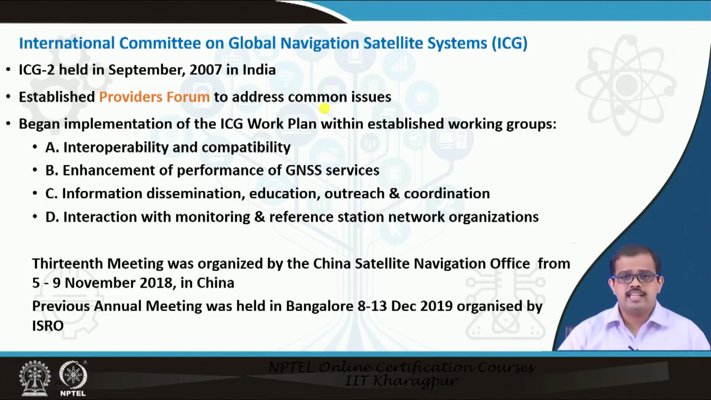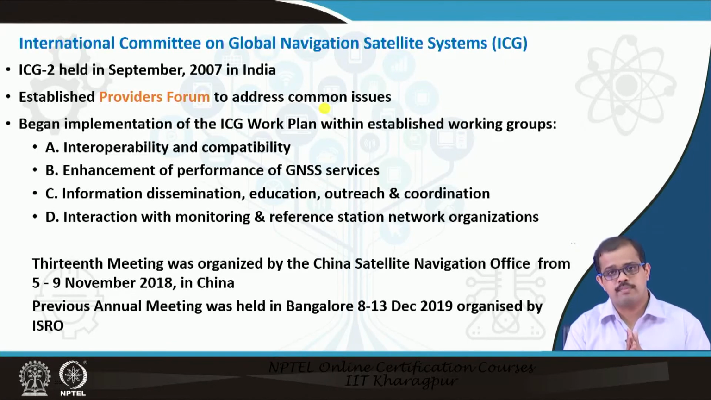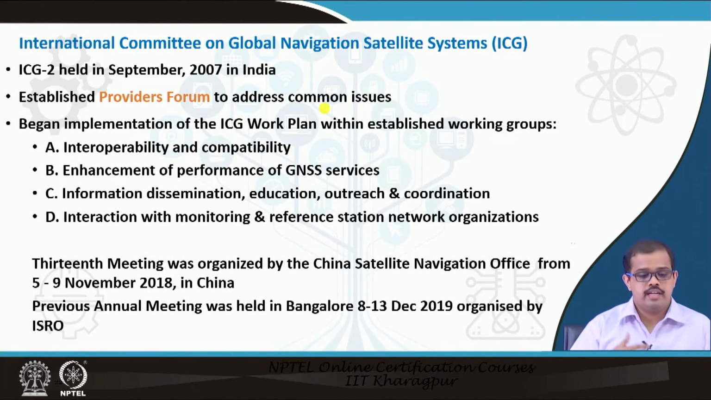They started looking at the implementation of this work plan, for which they had established 4 different working groups. These working groups were responsible for different aspects of implementation of GNSS. The first working group looked at interoperability and compatibility issues: how these signals are being sent, and if we have 2 signals augmented, what kind of interoperability and compatibility issues there can be. Then it looked at enhancement of performance of GNSS services, and how it can be enhanced using all the systems together.